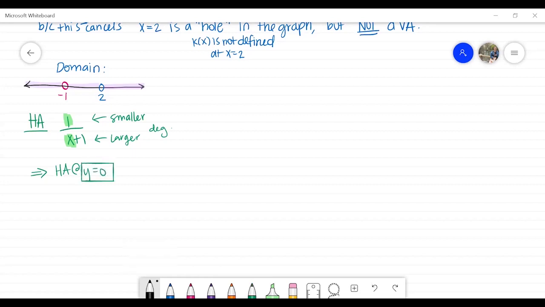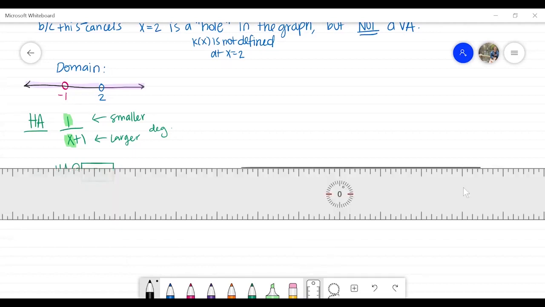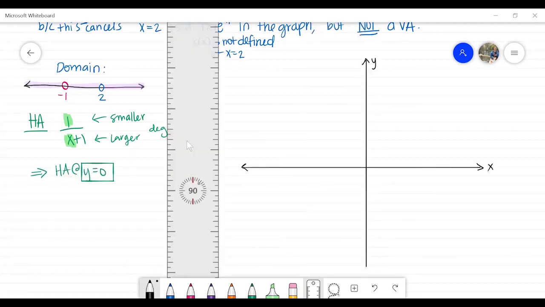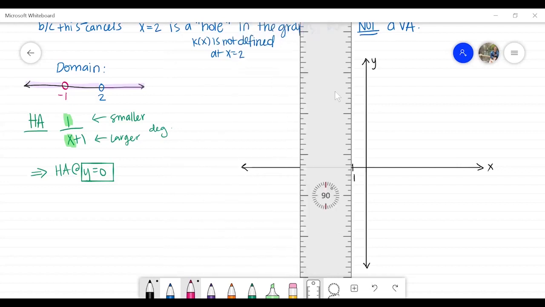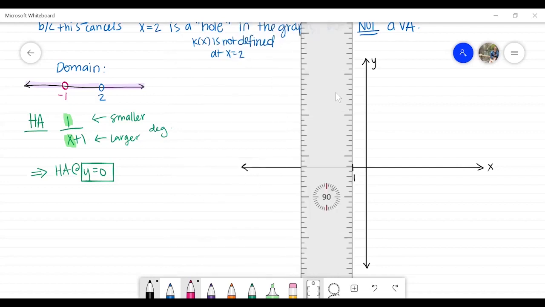Okay, so if we were to sketch those two out, we're here at negative 1, we can actually draw in that vertical asymptote. And remember, we're focusing on that reduced function, if you will, 1 over x plus 1.